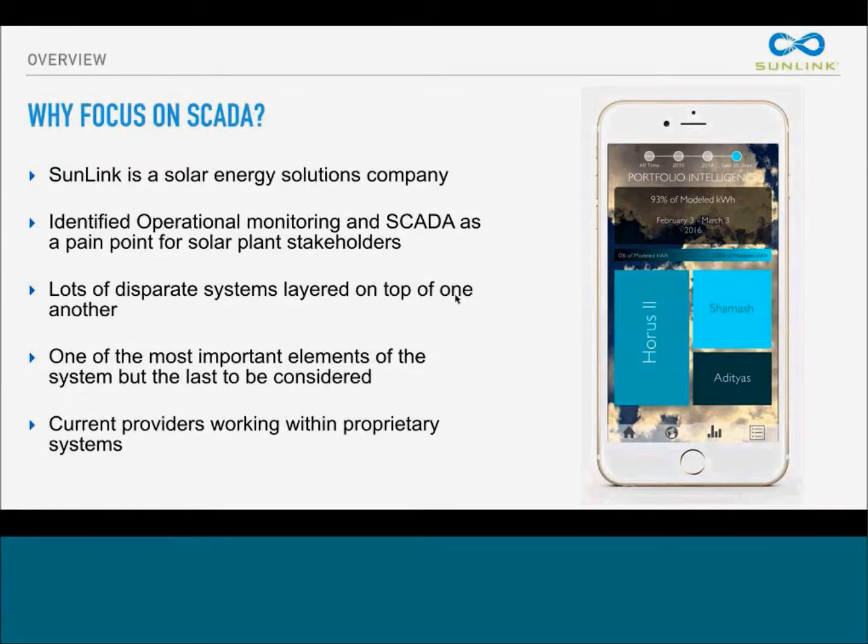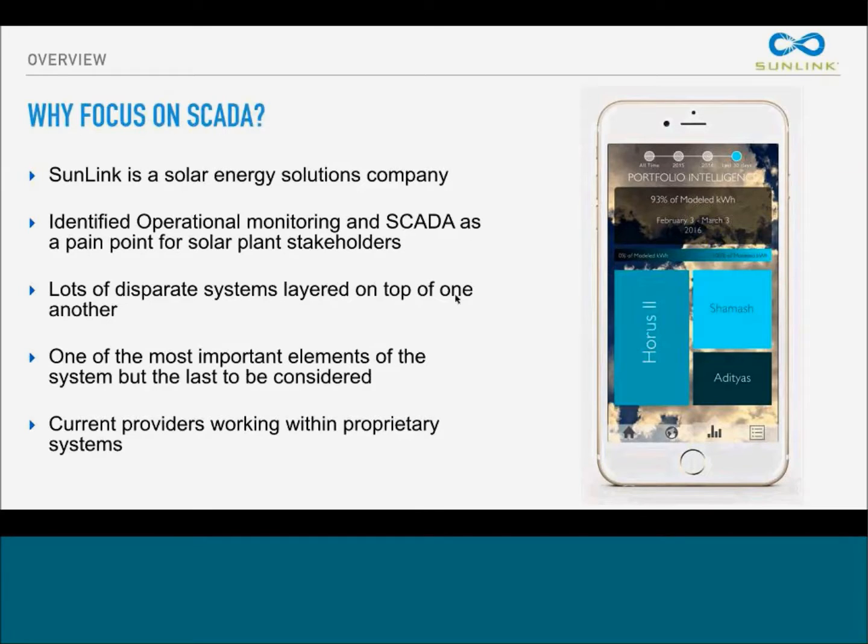So why is SunLink focused on SCADA? Over my 12 years in the industry, I've seen a wide range of advancements, but I've seen little with respect to the advancement of operational monitoring SCADA systems. While working for a developer owner, my experience was that operational monitoring SCADA was just a very frustrating experience all around. There was a lot of proprietary technology solutions that were custom in application, they were expensive, they were layered, and they didn't come with a lot of support. So that's why I'm really excited about what we're doing here.